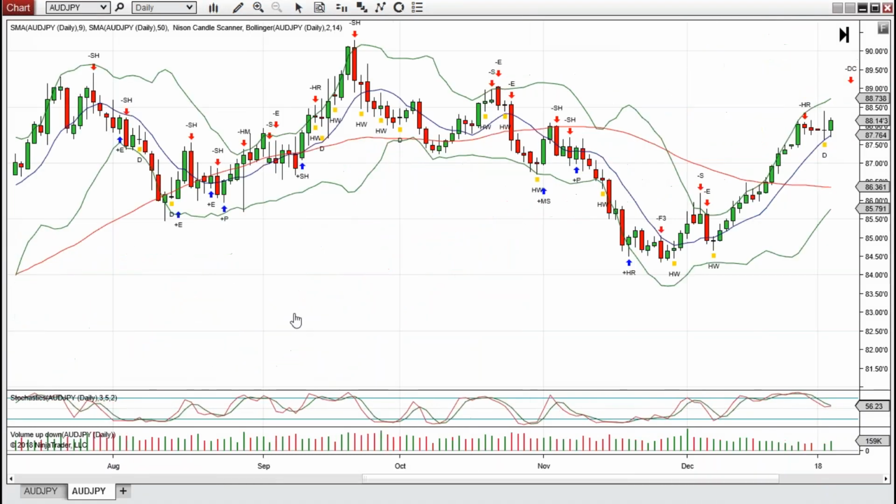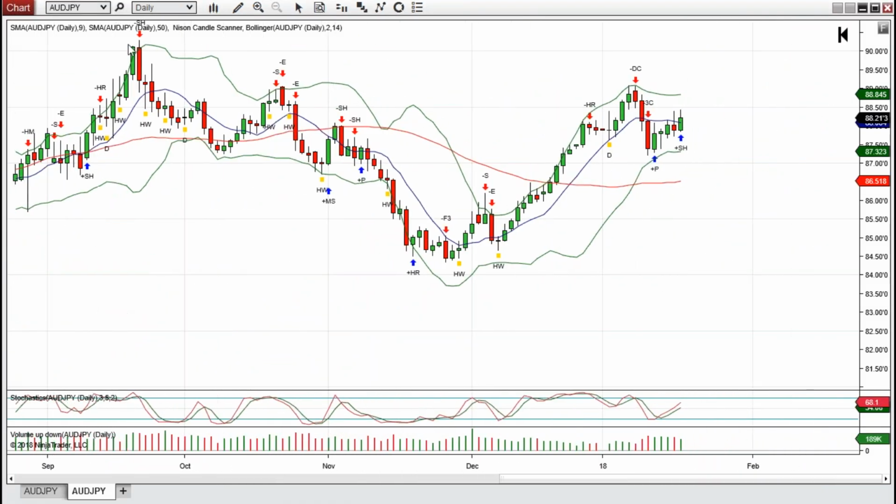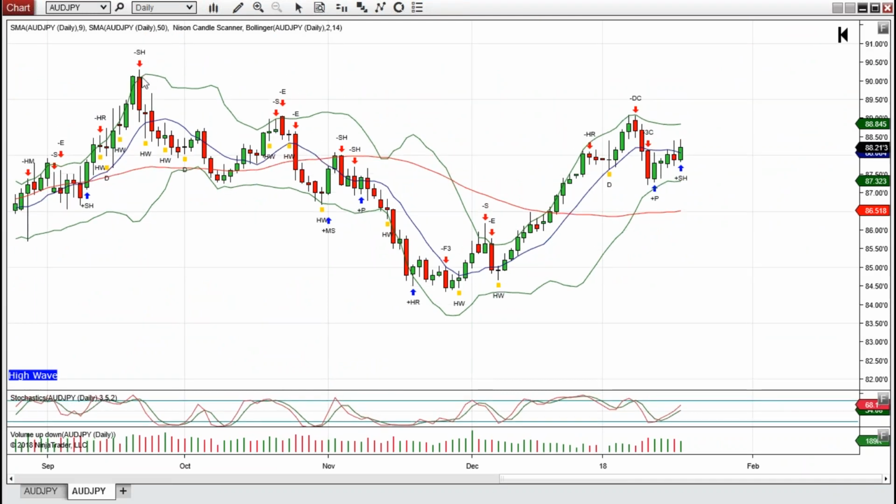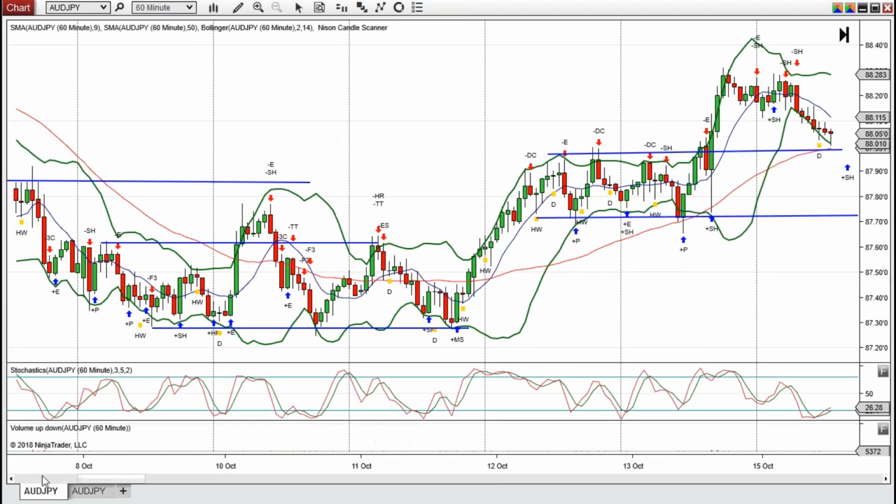What I want to look at here is, okay, we've made a new high. We've got a very strong bear sash, and again, those are strong candles at the top. Sure enough, we did pull back and came just underneath that 50-period moving average. I'm not going to trade currencies on the daily candles. I'm going to move right into our 60-minute candles.